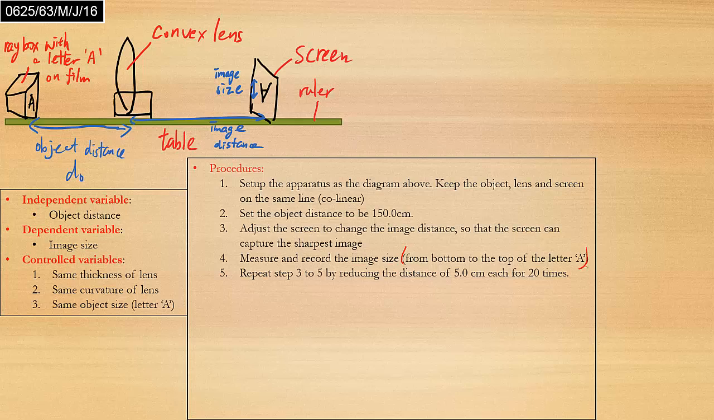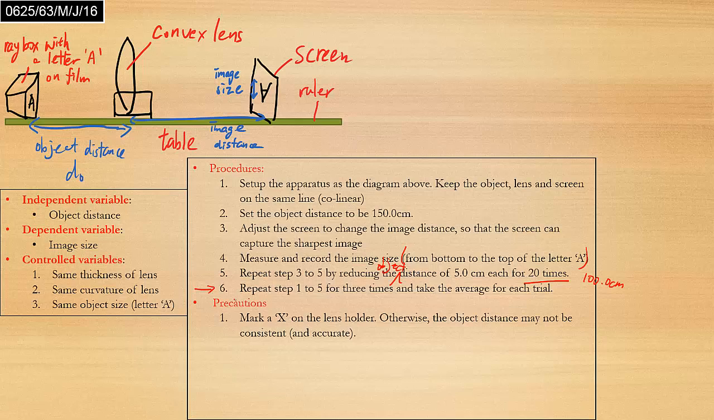And maybe it's better to specify how you're going to measure the image size more precisely. So I state that it's from the bottom to the top. Number five is you're going to repeat, of course, for different object distances. So you're going to repeat it by, oh, I missed out a word here. Reduce the object distance by 5 cm for 20 times. So you can imagine in total there will be 100 cm reduced by the end. Number six, like what I said, to increase accuracy, I'm going to repeat the experiment and take the average. Just to be safe, I also put it down here. Precaution, I would say in my mind there are two that I think are the most important.